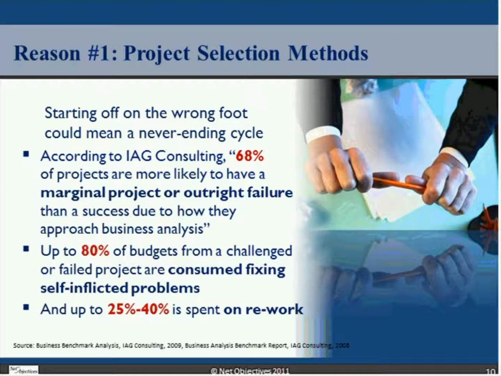You start off on the wrong foot. You may get a never-ending cycle of doing the wrong thing and then trying to correct it. And according to IAG Consulting, 68% of projects are more likely to have a marginal or outright failure than a success based on how they do business analysis. In other words, if you do too much or too little, it can be a big problem. And up to 80% of budgets from a challenged or failed project are consumed by self-inflicted problems.